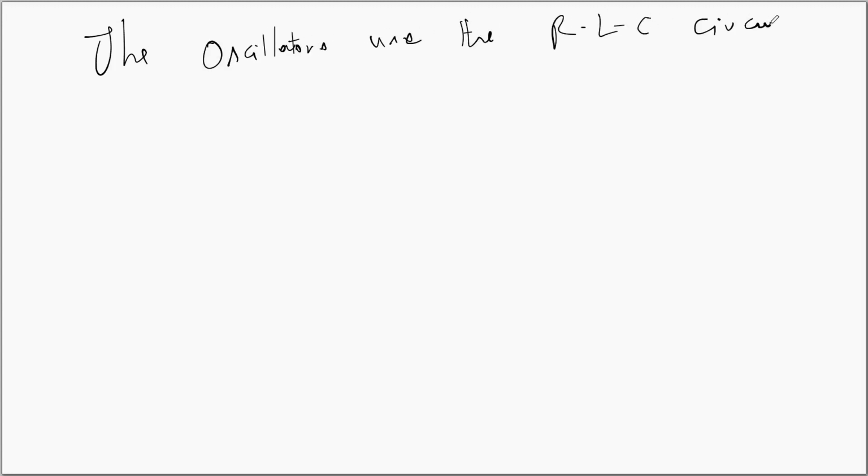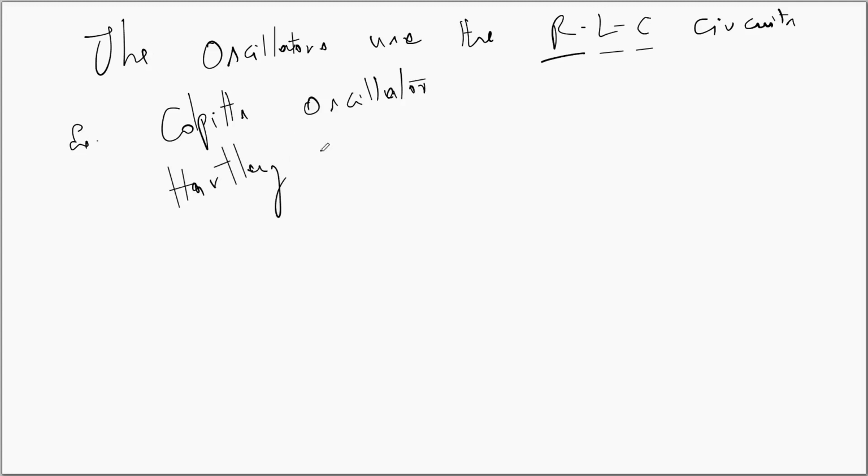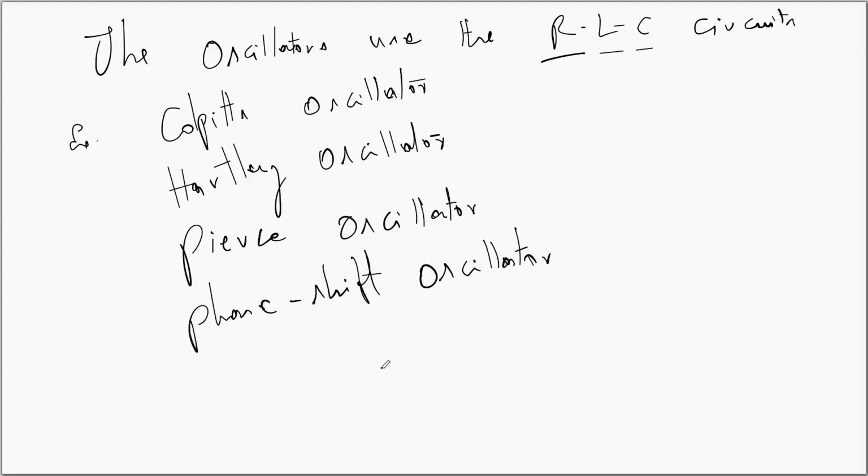The oscillators generally use the RLC circuits or the tank circuits in various combinations of R, C and L. The examples for the oscillators are Colpitt's oscillator, Hartley oscillator, Pierce oscillator and phase shift oscillator. In fact, not only these four, there are many electronic circuits that can work as an oscillator.